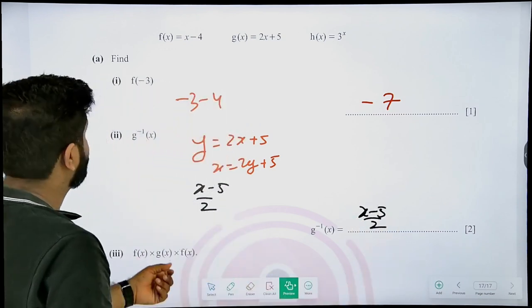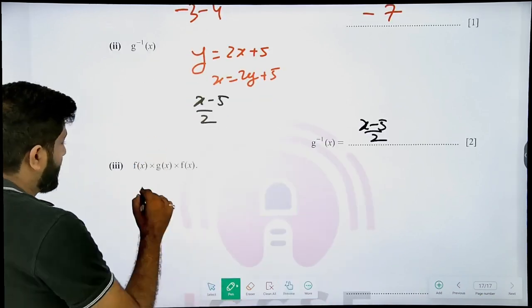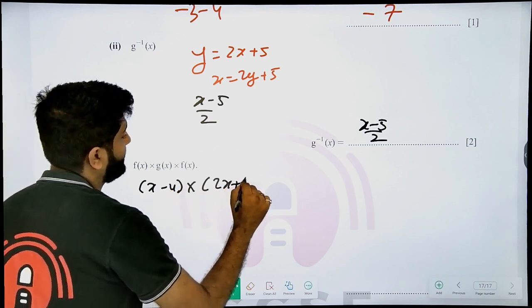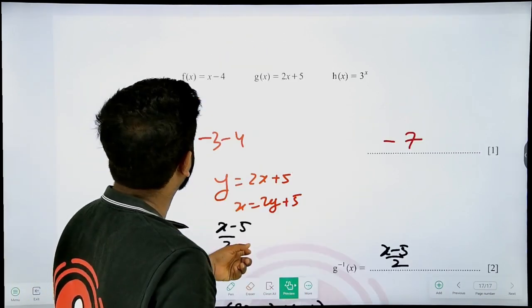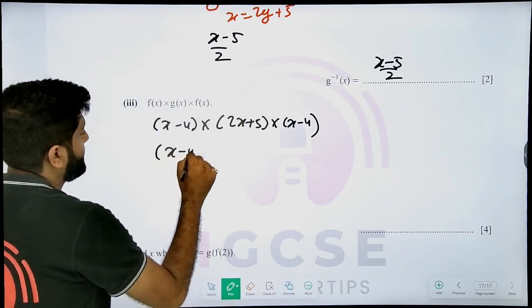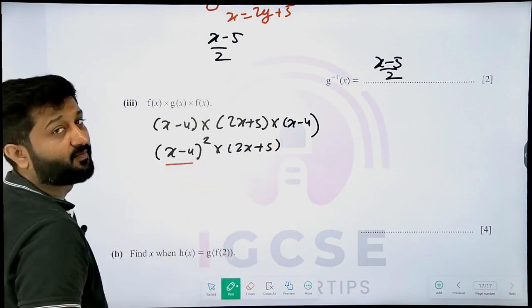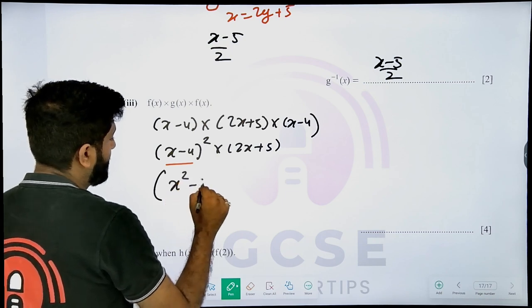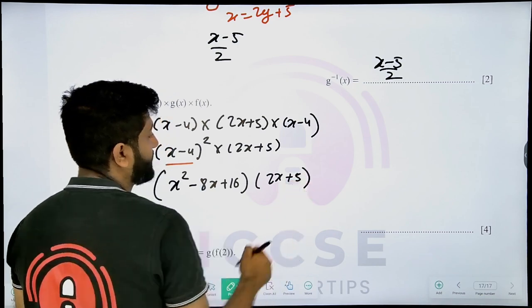Next, find f of x into g of x into f of x. I think f of x is x minus 4 into g of x, that is 2x plus 5 into again x minus 4. Right? Let me just verify f of x. Yes. So let me write this as x minus 4 whole square into 2x plus 5, because I can apply the formula of expansion, which is a minus b whole square. That is a square minus 2ab plus b square into you have 2x plus 5.